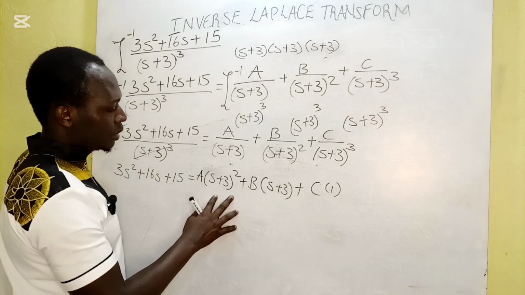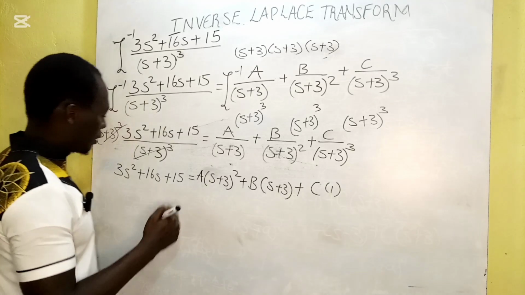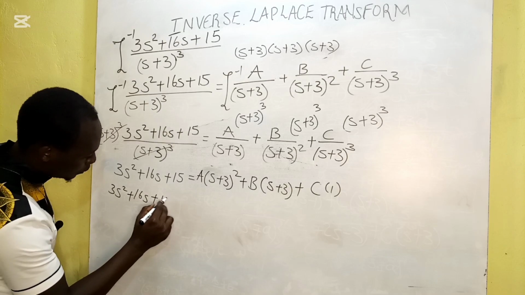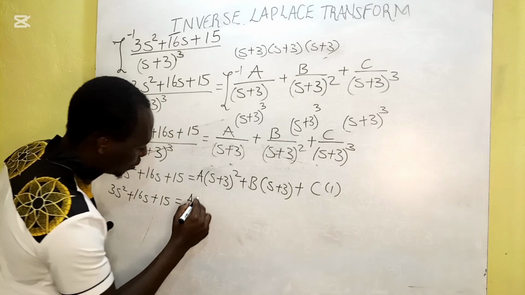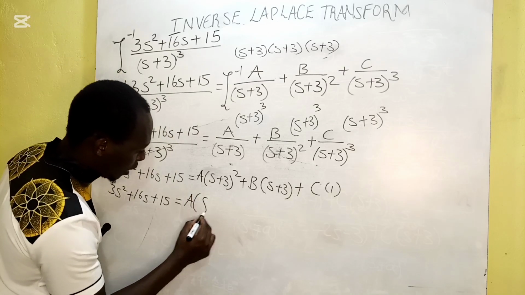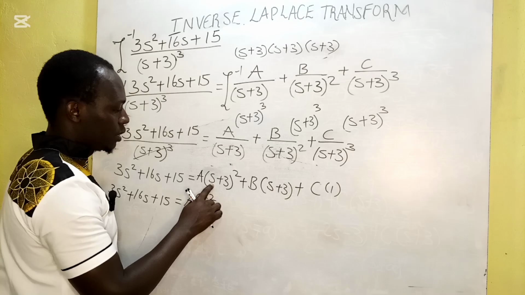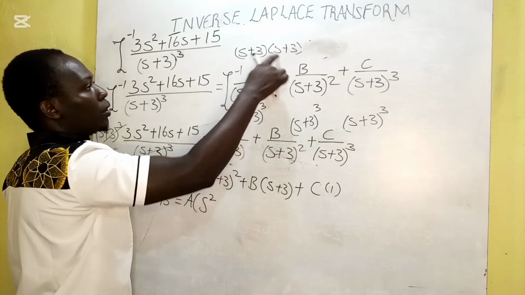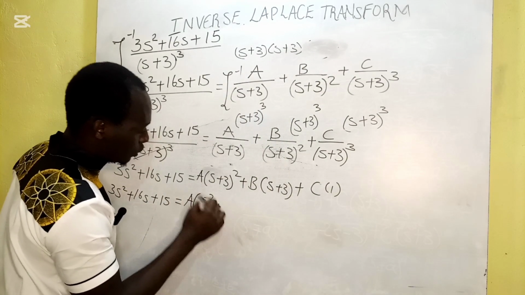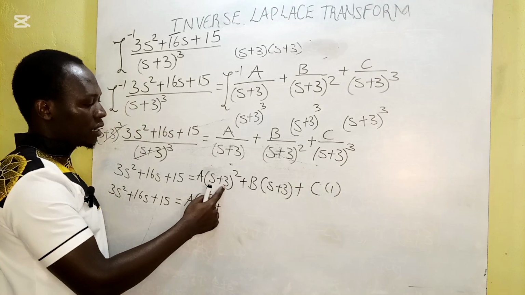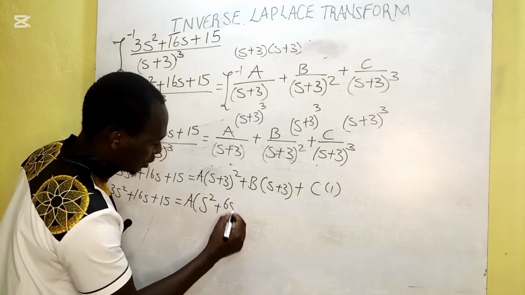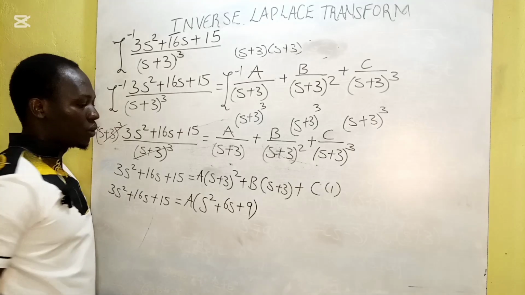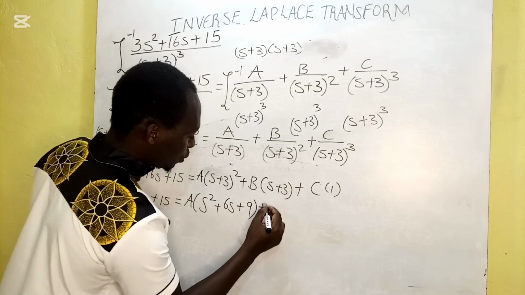We can now open the bracket here and get the values of A, B, and C. 3s^2 + 16s + 15 equals A into (s + 3) squared, which is s squared, then we add s multiplied by 3 and then by 2, which gives 6s, and lastly we are going to have 9, because we square the value of 3. We come and add.